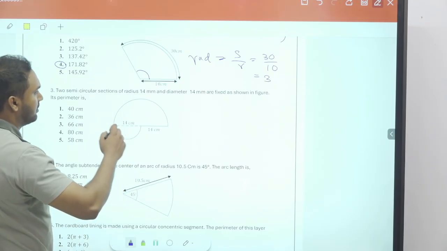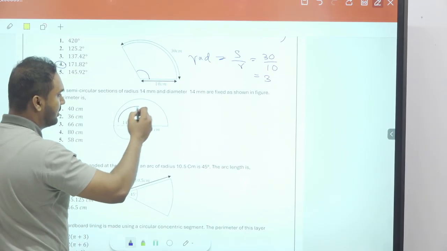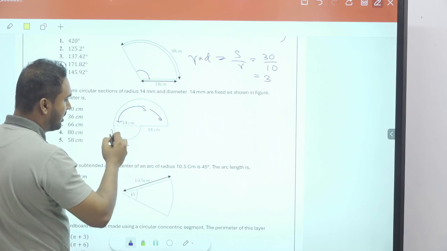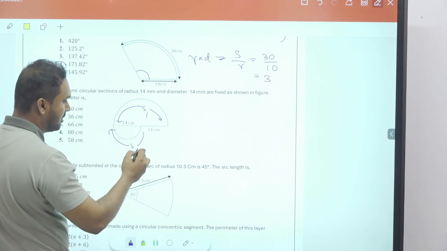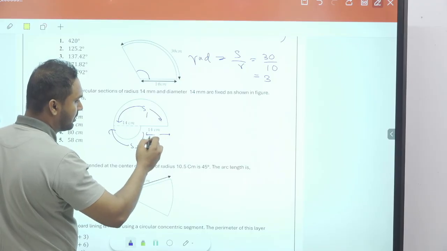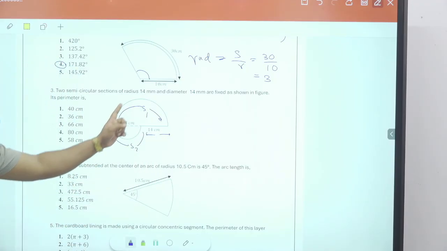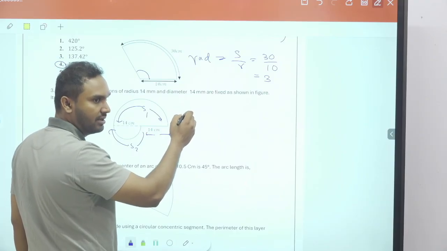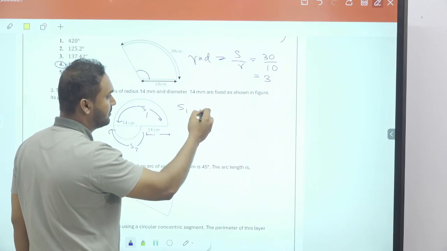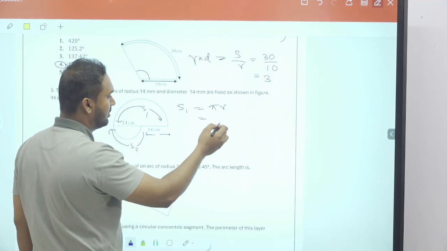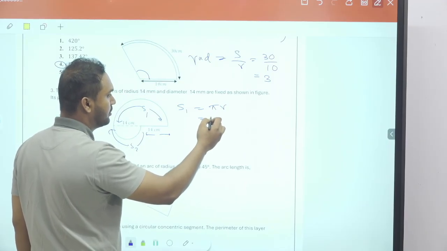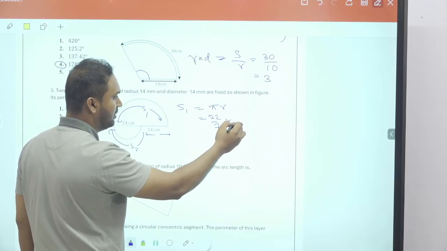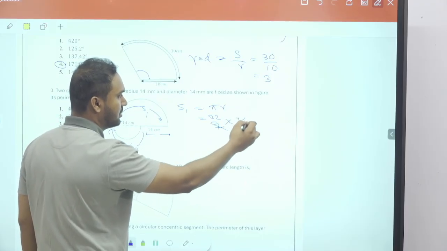Now you had to get the perimeter, so you have to calculate the arc length here, and then you add 14 to it, right? So how do you get this arc length? S1 equals rθ, which is 5, 7, 22 over 7. R is 14. So how much do you get?